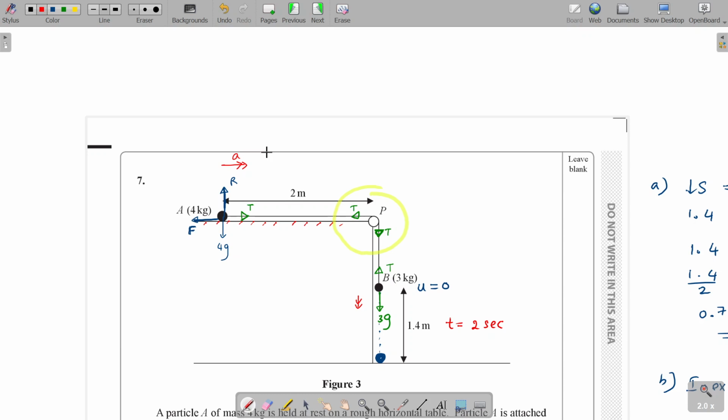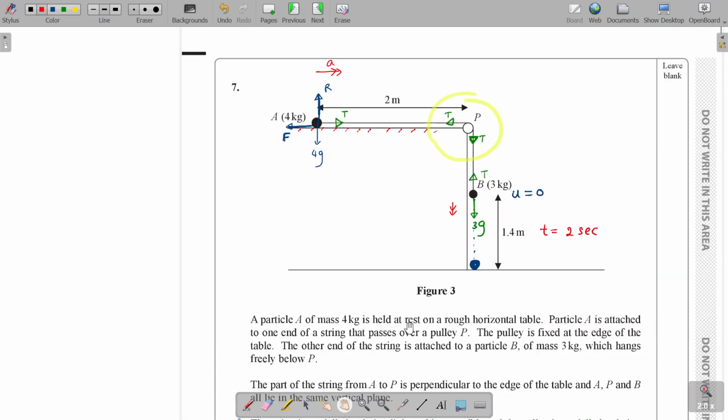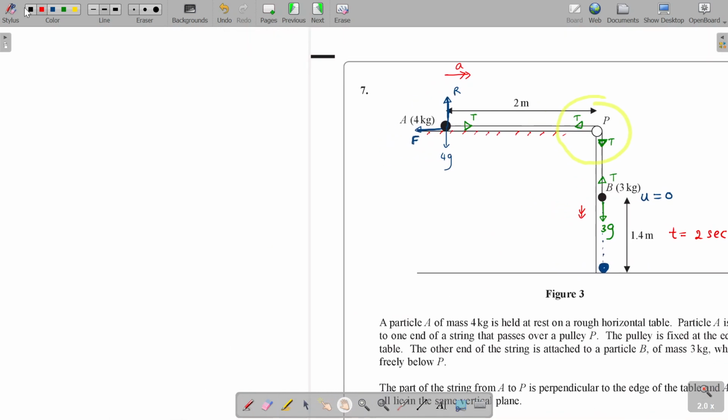So what are we going to use? This is in part D. I'm going to use F equals ma on particle A. Are you with me? I'm going to use F equals ma on particle A in which direction? To the right direction. So what are the forces acting to the right? Consider the forces acting only on particle A now. So what do we have? Tension opposing friction equals mass, which is 4, times acceleration, which is 0.7.